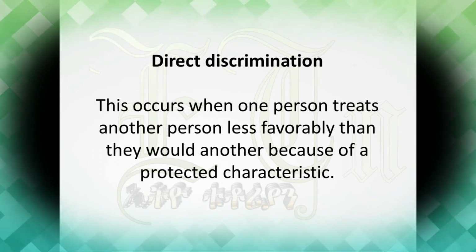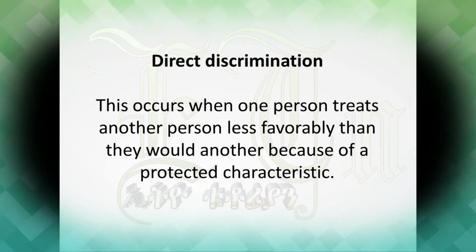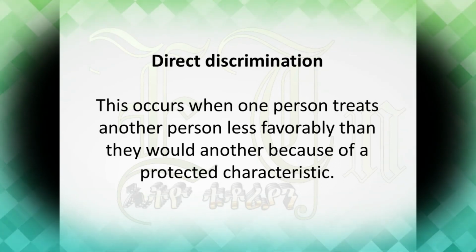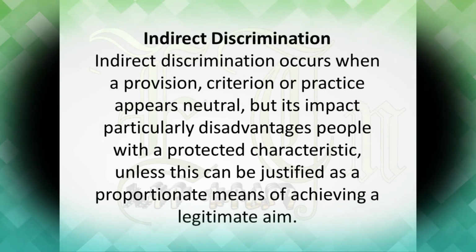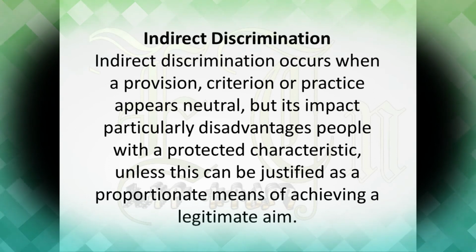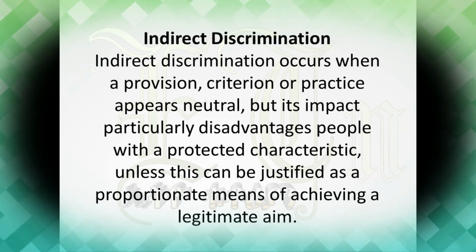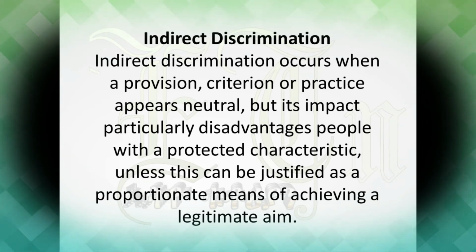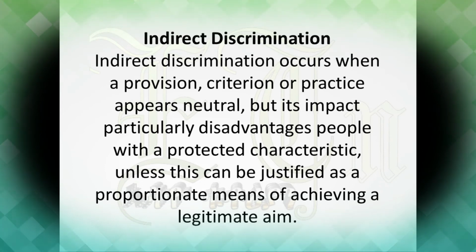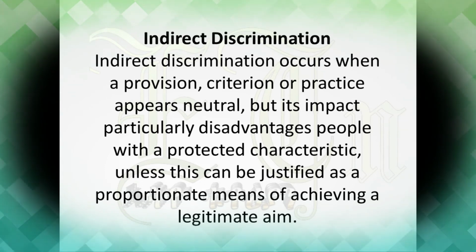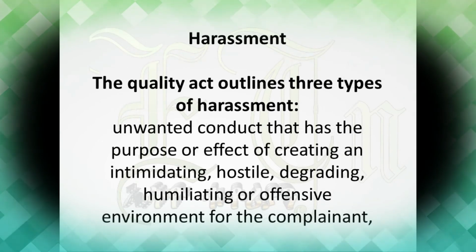Direct discrimination. This occurs when one person treats another person less favorably than they would another because of a protected characteristic. Indirect discrimination. Indirect discrimination occurs when a provision, criterion or practice appears neutral, but its impact particularly disadvantages people with a protected characteristic, unless this can be justified as a proportionate means of achieving a legitimate aim.